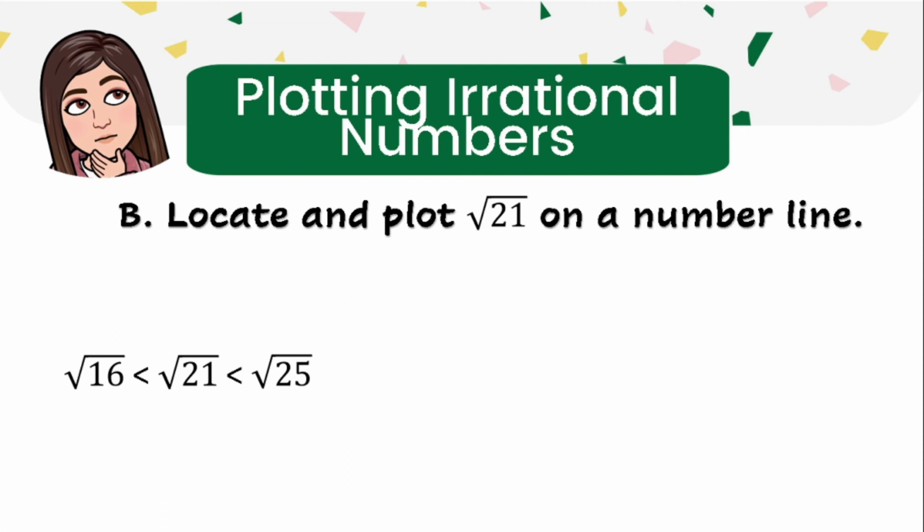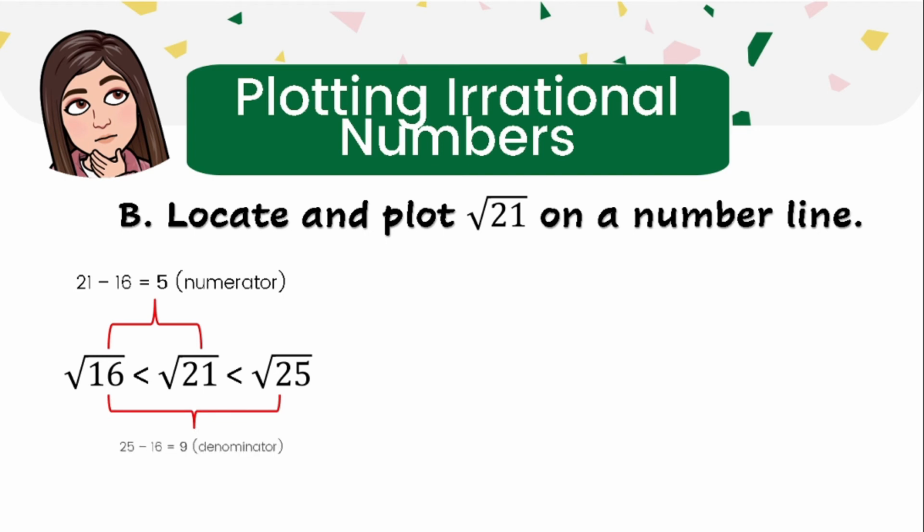Step number 2. Find the distance from each integer. 21 minus 16 is equal to 5. 5 will be the numerator. 25 minus 16 is equal to 9. 9 will be the denominator. Thus, the fraction formed was 5 over 9.